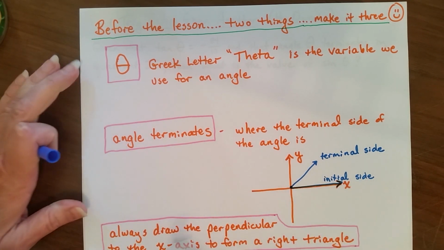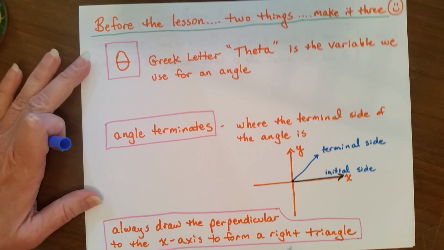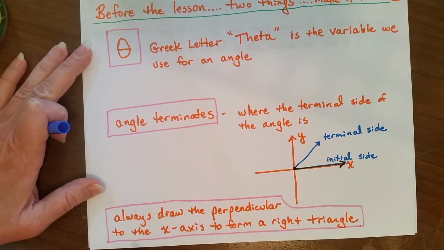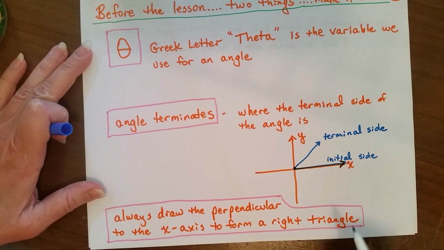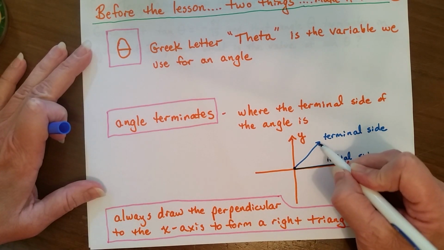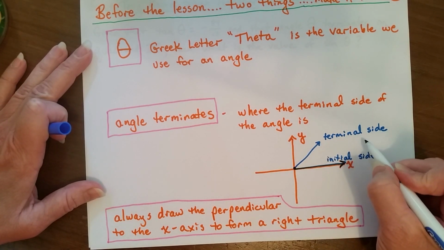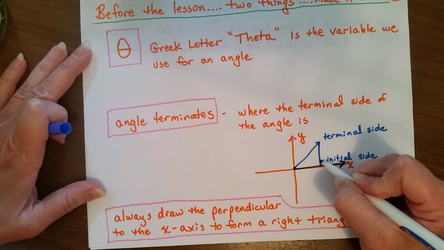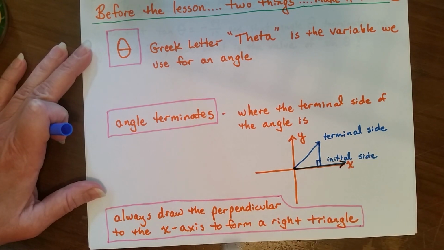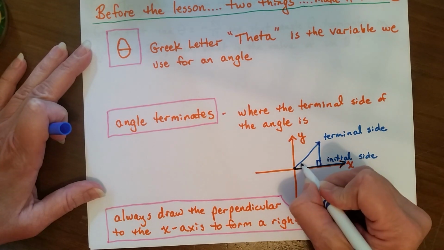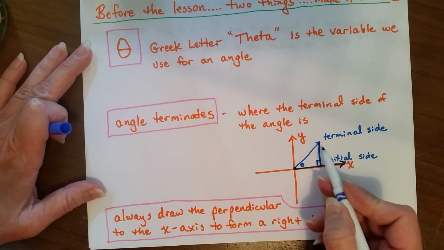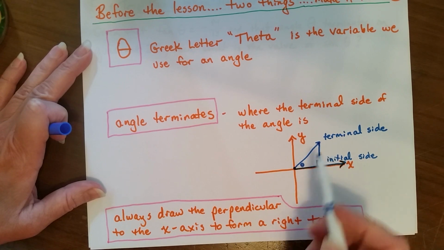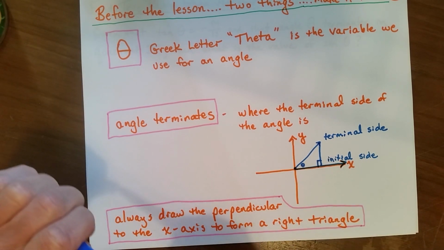Now, whenever you're making a right triangle, always draw the perpendicular to the x-axis to form a right triangle. So from the terminal side, if the angle terminates in the first quadrant, you're going to draw the perpendicular down to the x-axis to form a right triangle. So here's theta. If it terminates in the first quadrant, it's going to look like that.